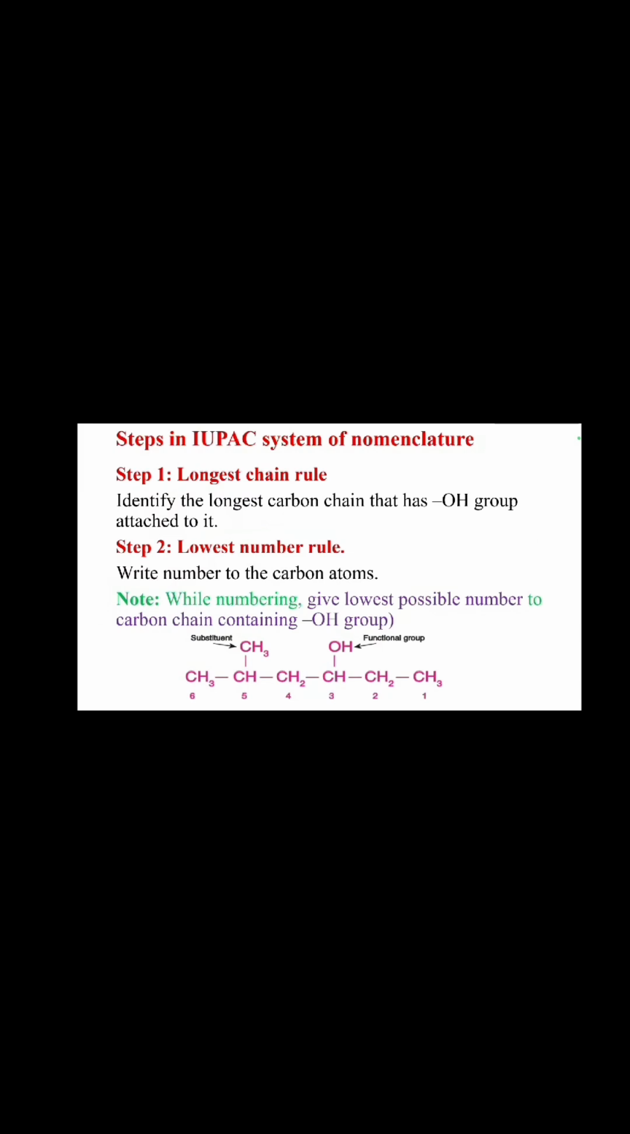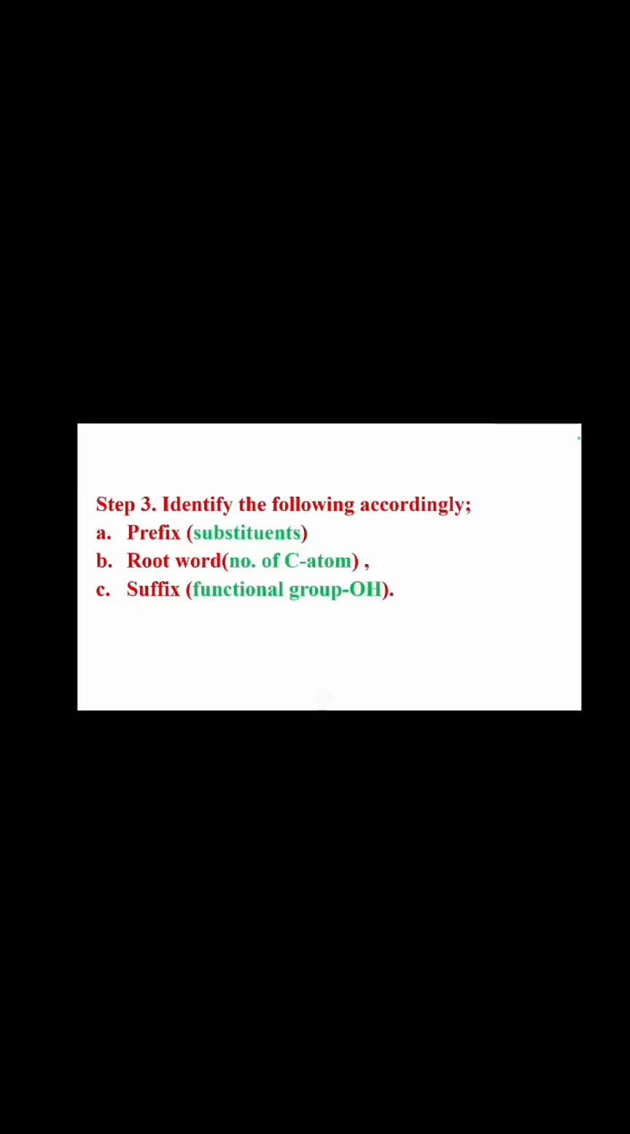Under the longest chain rule, we have to identify the longest carbon chain in which the OH group is attached. After identifying the longest chain, we go for the lowest number rule, where you have to number the carbon atoms. When we number the carbon atoms, we have to make sure we give the lowest possible number to the carbon atom where the functional group, that is OH, is attached.